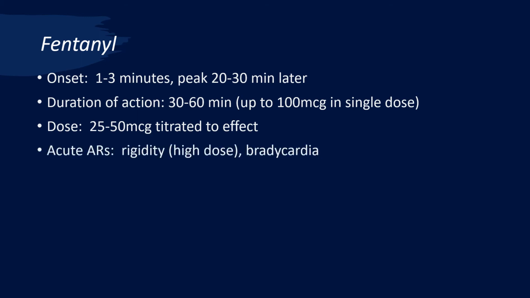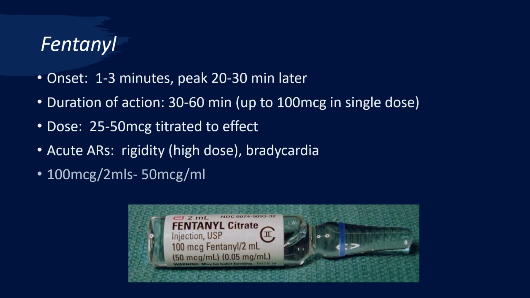Acute adverse reactions include muscle rigidity at high doses or bradycardia. It comes in an ampoule of 100 micrograms in 2 mils, which comes up to 50 micrograms per mil when drawn up into a syringe.